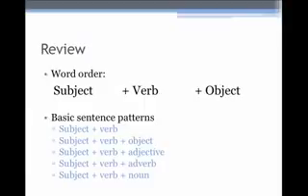I hope that you understand sentence structure better now. We will continue to go over it as the course progresses.